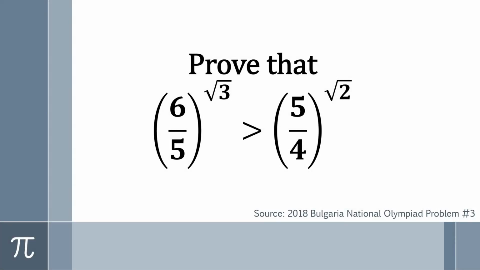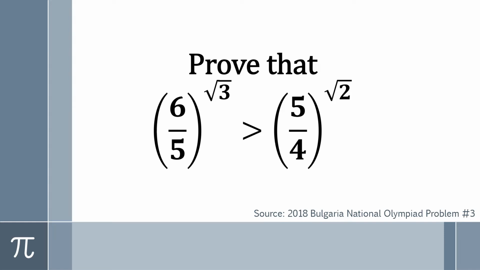In the last few videos, we talked about comparing numbers with large exponents or irrational exponents. In this video, we will try to use the concepts that we learned to solve a very challenging problem. The source of this problem is 2018 Bulgarian National Olympiad problem number 3.